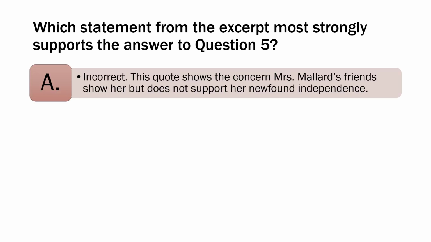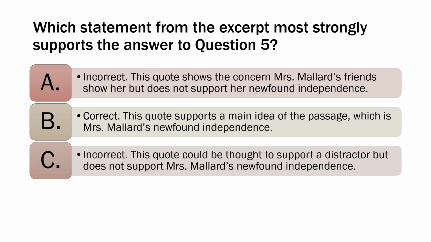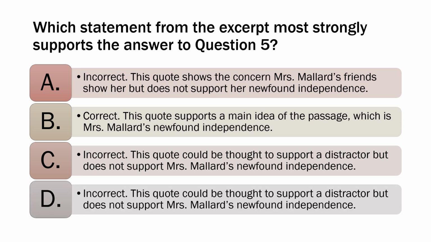A is incorrect. The quote shows the concern Mrs. Mallard's friends show her, but does not support her newfound independence. B is correct. This quote supports the main idea of the passage, which is Mrs. Mallard's newfound independence. C is incorrect. This quote could be thought to support a distractor, but does not support Mrs. Mallard's newfound independence. D is incorrect. This quote could be thought to support a distractor, but does not support Mrs. Mallard's newfound independence.